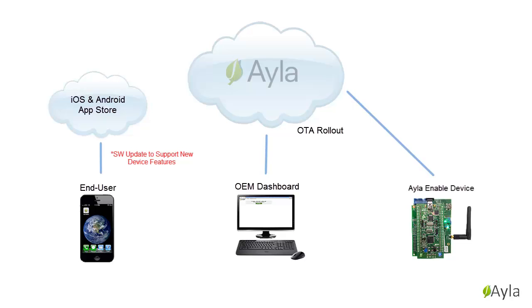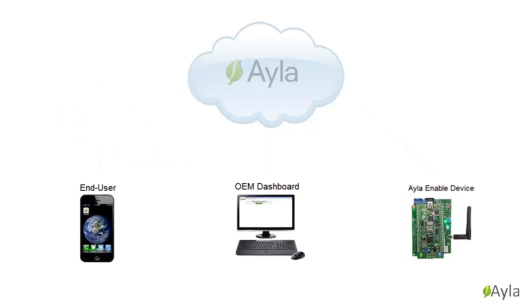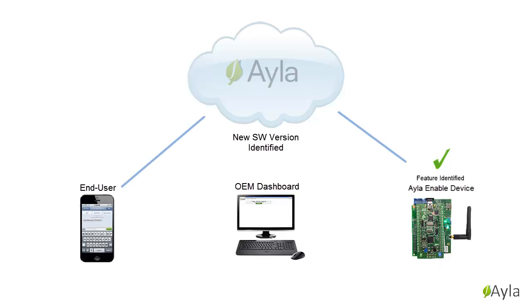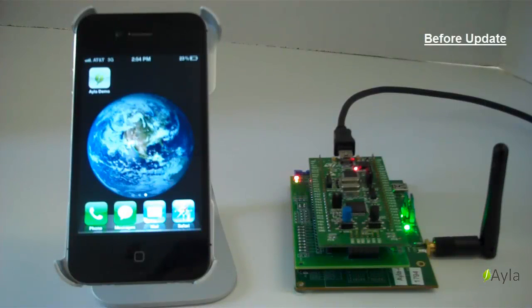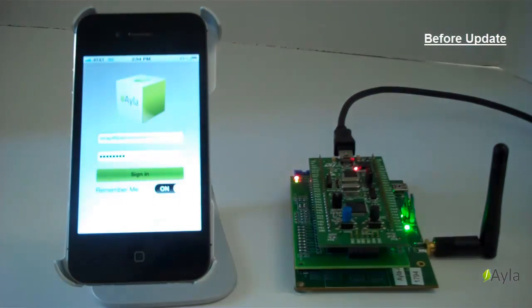The Ayla team understands the importance and significance of being able to update products in the field. With the Ayla OTA download feature, your marketing team will not need a crystal ball to determine what product features are required before your product's deployment. The over-the-air upgrade capabilities allow new behaviors to be defined and uploaded to your Ayla-enabled devices in the field.